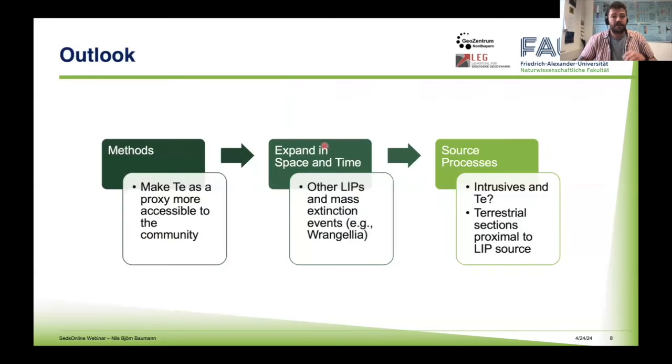So I'm running out of time. Just to make it quick, our outlook is that we want to publish about the methods soon to make this proxy available to the whole community, because we think it works really well. We have already expanded in space and time, looking at other LIPs and mass extinction events. And we're also working on source processes, especially because tellurium is very underexplored, and we want to see how it behaves in the magmatic system.